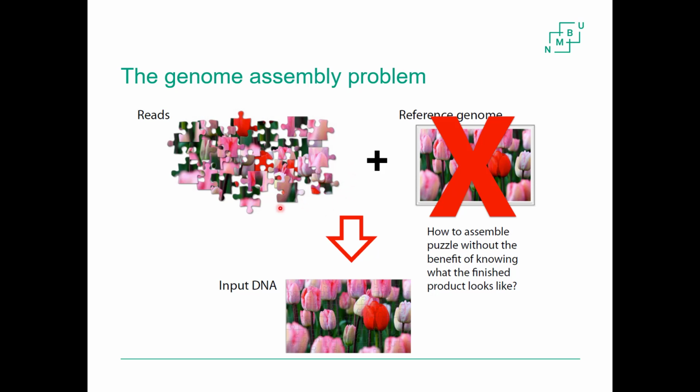The assembly problem can be explained by making a puzzle where you have all the puzzle pieces, but you don't know how the final picture should look. So from the reads that we have from sequencing a genome, we want to assemble, or actually put together, these reads to make up the original genome sequence that we started out with before we cut it into pieces, right?